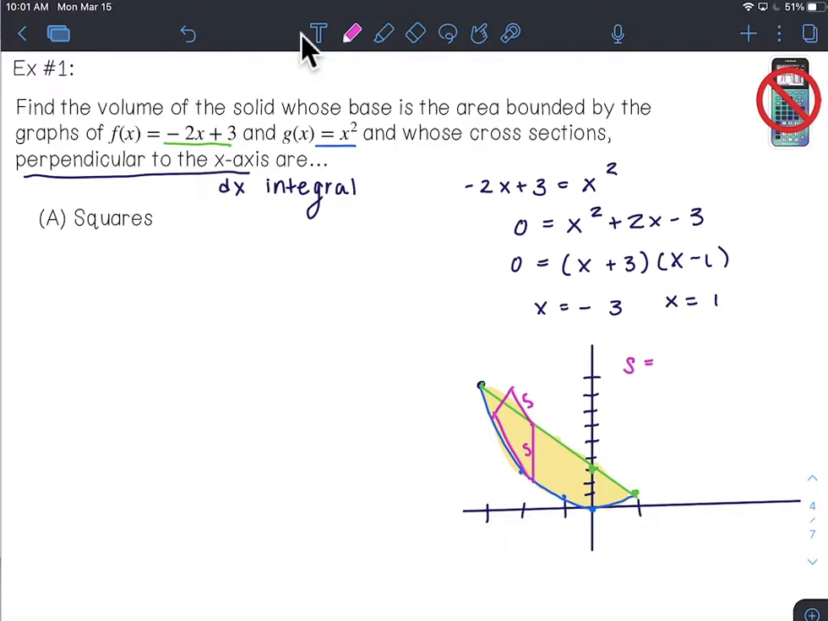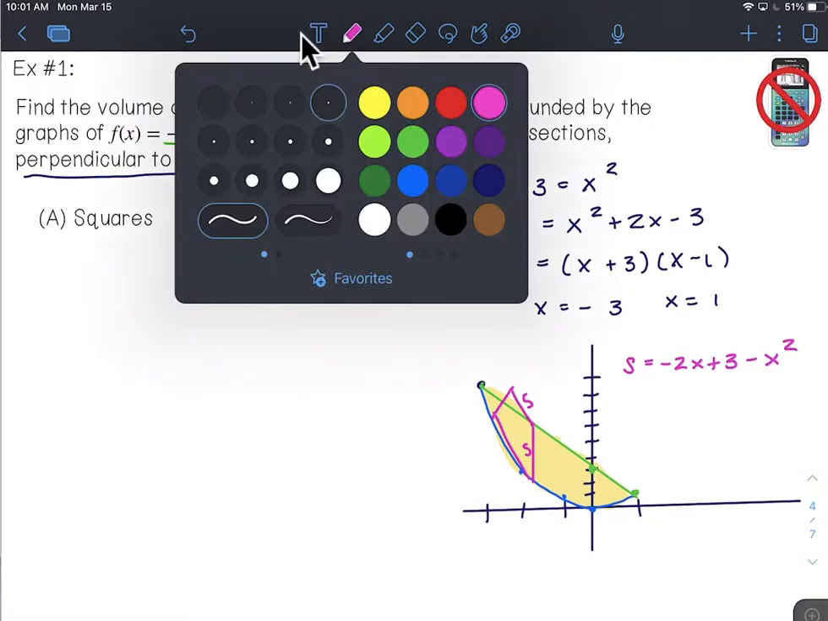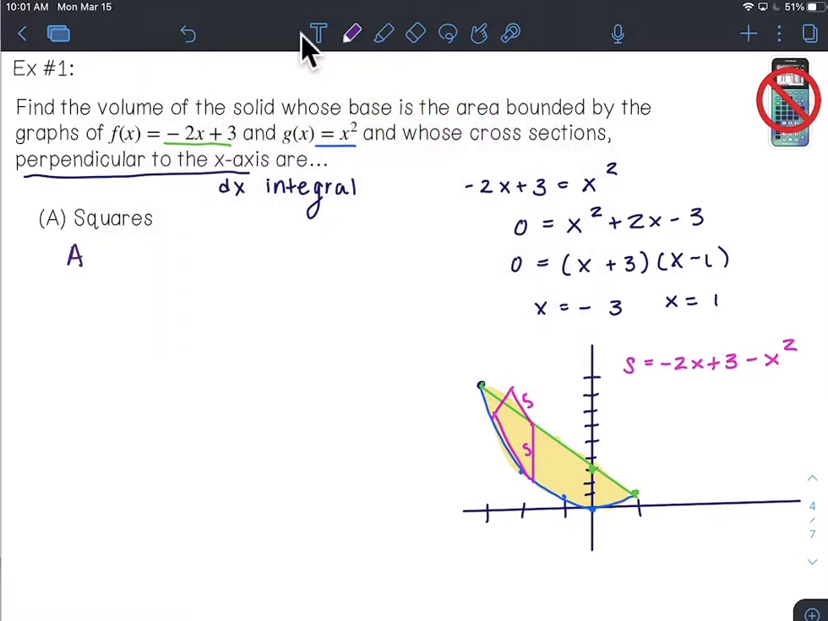So my top function is negative 2x plus 3, and then I'm going to subtract my bottom function. So I know to find the area of 1 square then, I'm going to take that negative 2x plus 3 minus x squared, and I'm going to square it. So to find the volume by a cross-section, you find the area of one generalized square, and then to find the volume of the shape, we're going to integrate from the limits on the area.